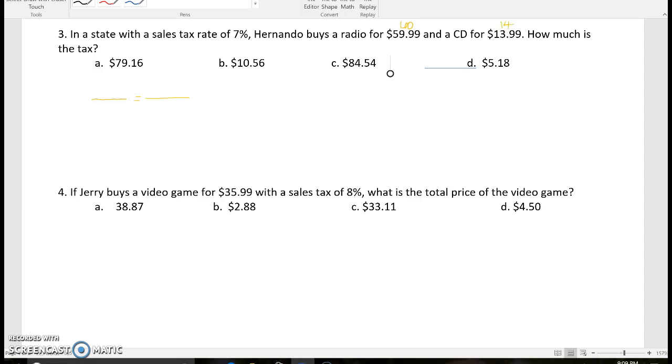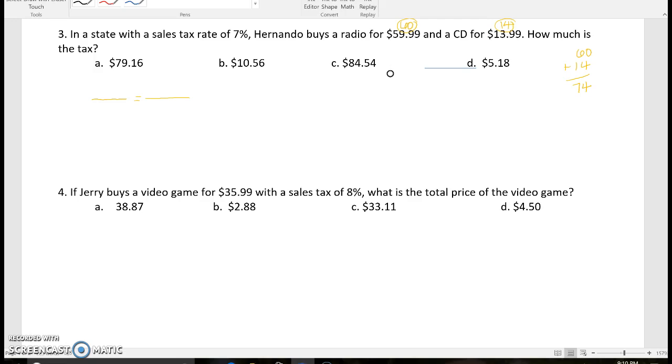And look at these answer choices. They aren't just pennies off. So I would be close enough if I round them. So he's buying a radio for $60 and a CD for $14. How much is the tax? So first I need to figure out how much money he's spending. So he's buying the radio and the CD. So he's spending $74. And I need to figure out how much tax is.